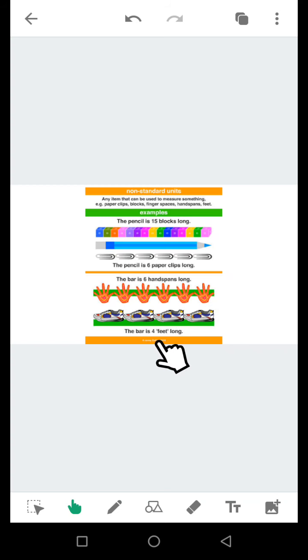So you can also use feet to measure the length of this bar. For example, this is 1 foot, 2 feet, 3 feet, and 4 feet. Okay, so you can now say the bar is 4 feet long. So that is it.